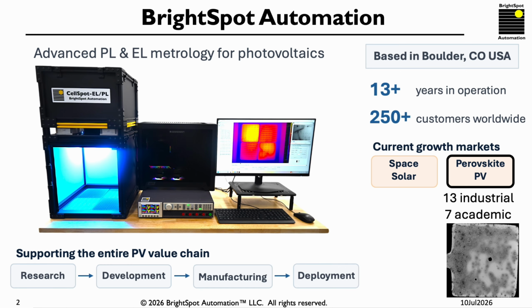So BrightSpot Automation's business model is to sell photoluminescence and electroluminescence testing equipment for solar cells and solar panels. We sell testing equipment for the entire PV value chain, from research to product development to manufacturing to deployment. We're based in Boulder, Colorado. We've been around for over 13 years and have over 250 customers worldwide.